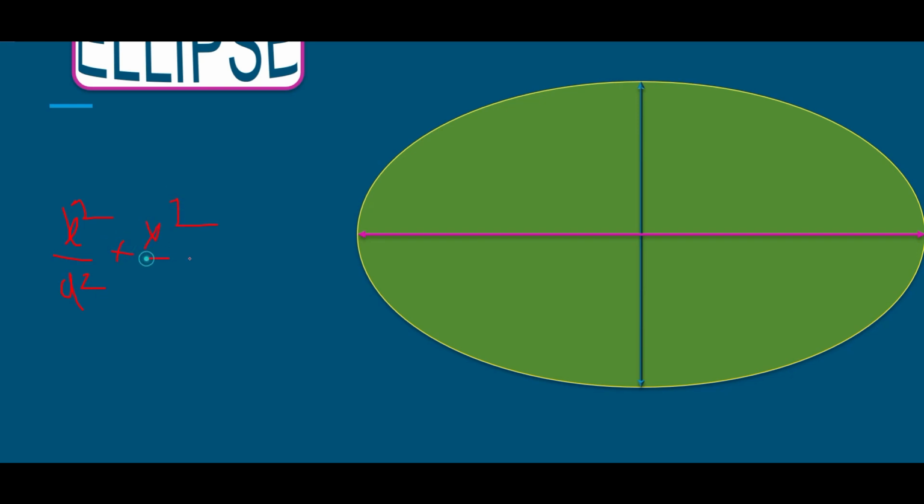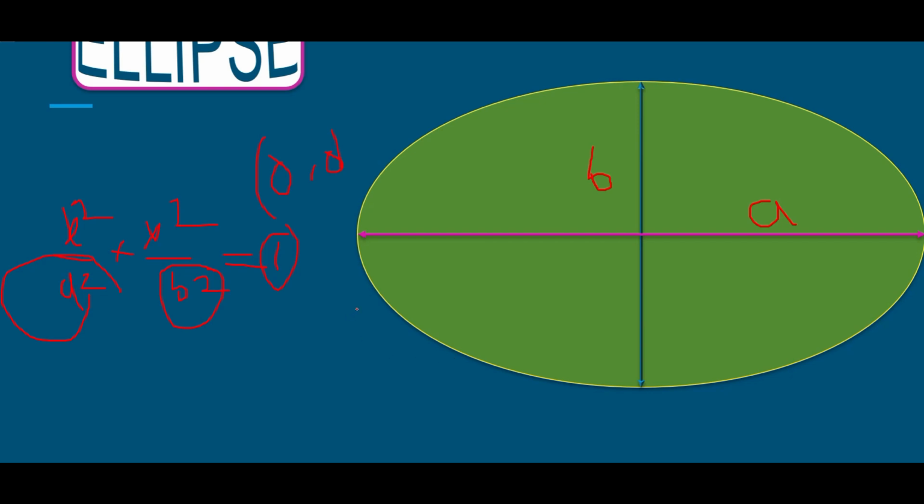Y square by B square is equal to 1, right? So x square by a square plus y square by b square is equal to 1. Here a is the major axis, b is the minor axis. This is the ellipse equation having center 0 comma 0, having a major axis a and a minor axis b.